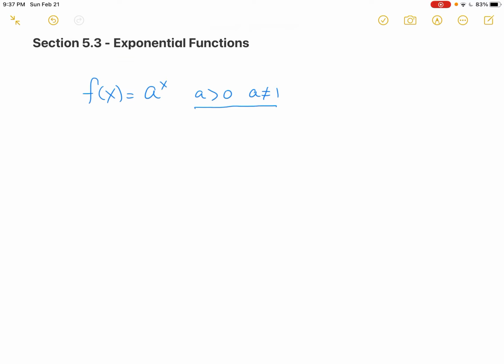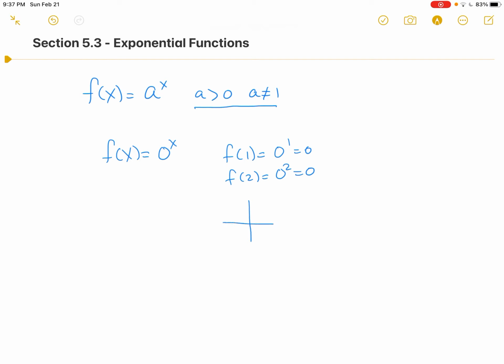Now, why does a have to be greater than 0? Let's look at some things. What if f of x was equal to 0 to the x? What would f of 1 be? Well, f of 1 would be 0 to the 1, which would be 0. f of 2 would be 0 to the 2, which is still 0. And you get not an exponential function, but a flat function just like that.